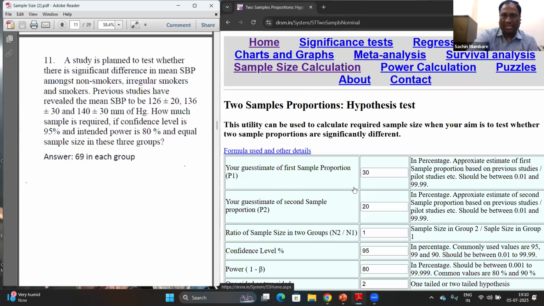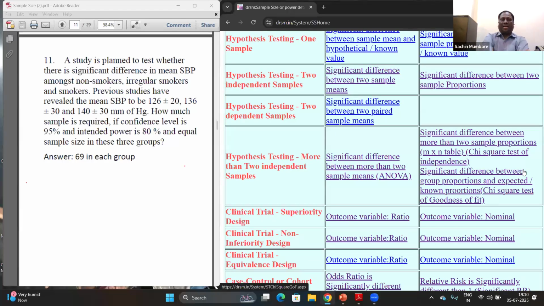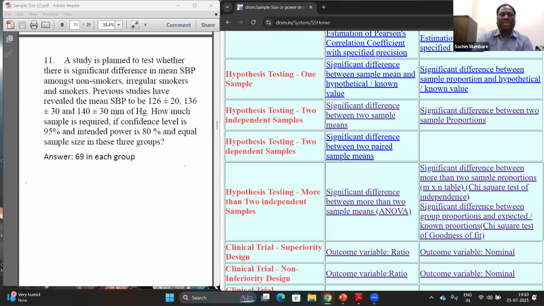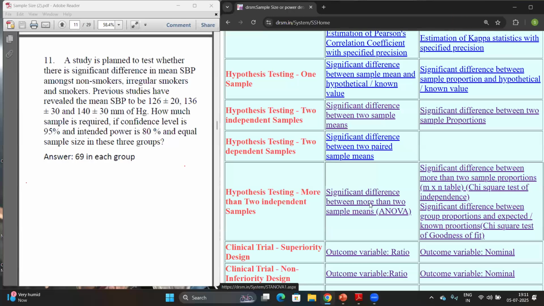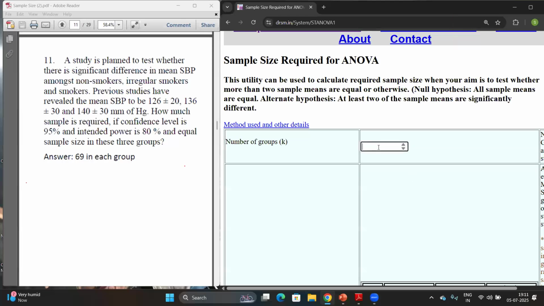For this, go to the home page, and which link should I use? Again, it is hypothesis testing. It is not estimation of something. We are testing the significant difference between more than two means. So, which link should I use? Significant difference between more than two independent sample means. So, I will click here, and now I am diverted here. Can you see this? Yes, sir. How many groups are there? 3 groups. So, I'll put 3.